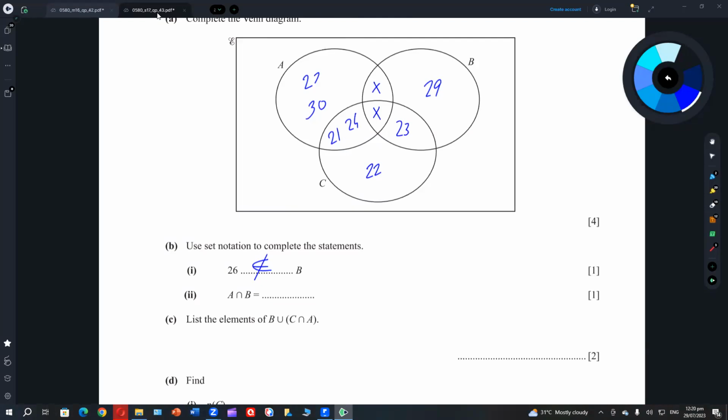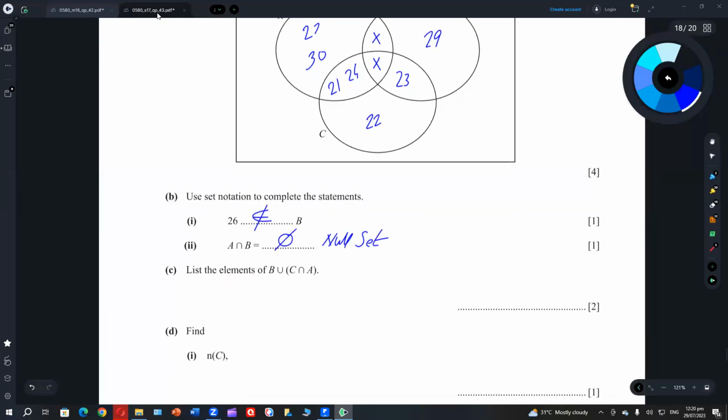A intersection B. Nothing. So should I make this symbol? Yes. And this symbol stands for nothing. List the elements of B union C intersection A.